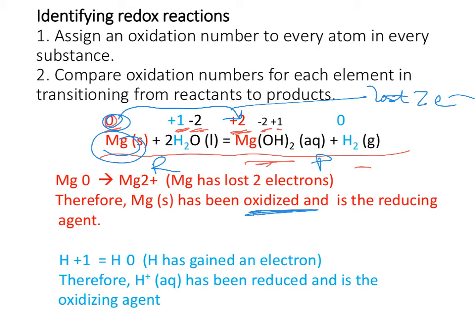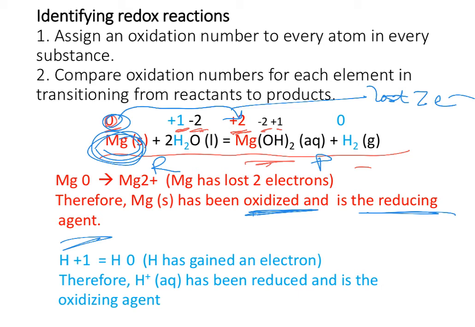And then remember the vocabulary in the last slide. If something has been oxidized itself, it has caused something else to be reduced, so we call that substance the reducing agent. So magnesium is a substance that's been oxidized. It is also serving as the reducing agent.